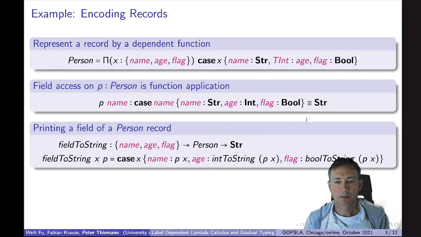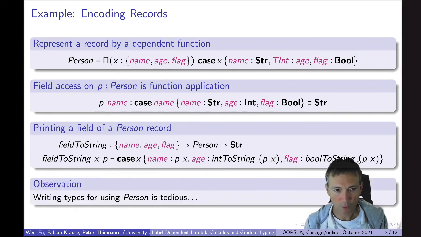All right, and now we can write code to print a field of a person record, which takes a label value, which must be one of name, age, or flag. It takes a person and then delivers a string. The thing to note is that in each branch here, the type of P of X is different. In the first branch, it's name, so it's a string. In the second branch, P of X returns an int, so it needs to be converted to a string. In the third branch, the same happens for bool. Now, as you can see already with this small example, writing types for using person is pretty tedious because this is redundant. Here we name the label set, which we could see from here, and here we have to write the same label set again.